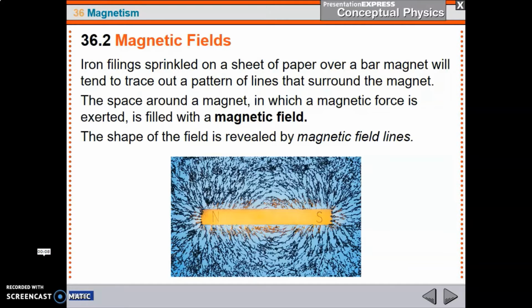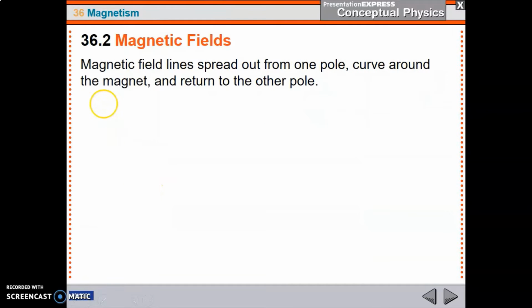And so the shape of the field is revealed by magnetic field lines. I'll show you a video of this in a moment, but you can see all these filings are basically tiny little dots, and they group together to show these lines. So there's the lines from north to south, and the south comes straight out there, and eventually it will loop all the way around and come back into the north on the other end. Magnetic field lines spread out from one pole, curve around the magnet, and return to the other pole.